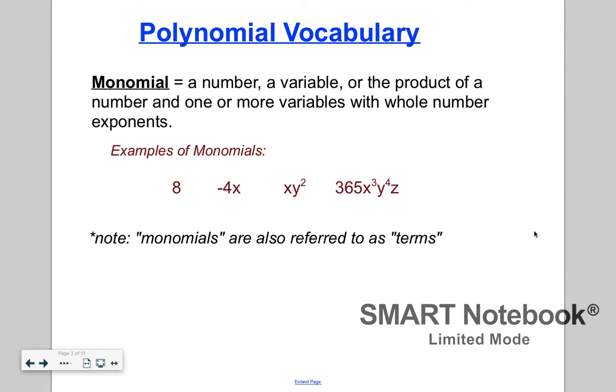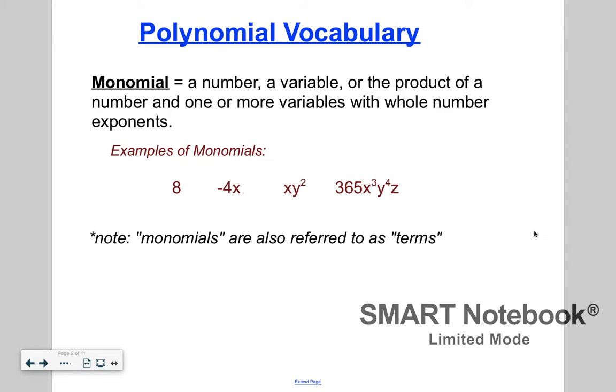Okay, so before we can talk about what a polynomial is, we have to talk about what a monomial is. And those of you that are good with your word roots might already know that poly always means several of something, just like mono always means one of something. So monomial means that you are dealing with a single number, variable, or the product of a number and one or more variables, right? So I have 4 different examples of monomials for you here.